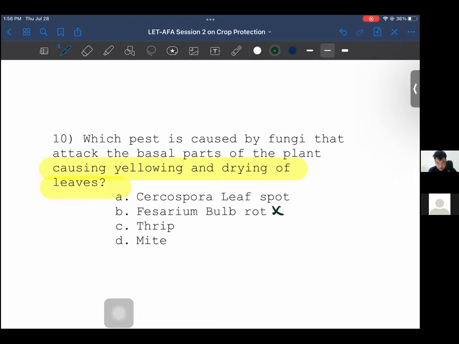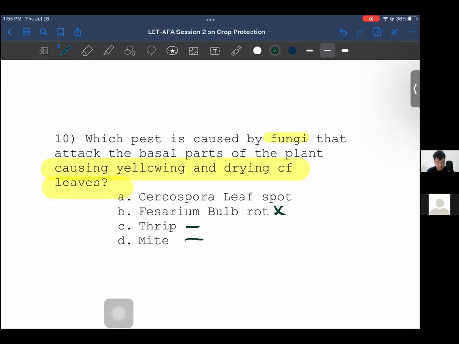Okay. So next, it says, which pest is caused by a fungi? The next options that you would be answering: is thrip a fungi? Is mite a fungi? These two are insects and bugs. Thrip is an insect. The mite is a bug that infests wood. So from cancellation and elimination alone, you can answer Cercospora leaf spot.